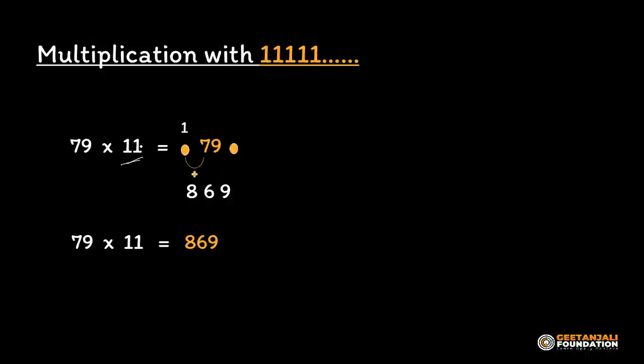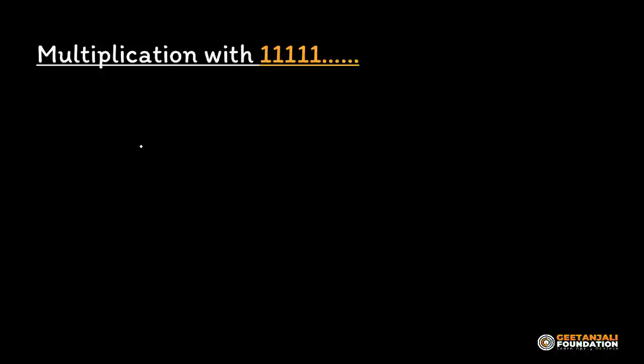I hope you have understood the method. What you have to do, you have to count the number of ones in your multiplier, and that number minus 1 dots you will put on both sides of the given multiplicand, and then start adding from the rightmost corner. At a time you will take as many digits as the number of ones present in your multiplier.